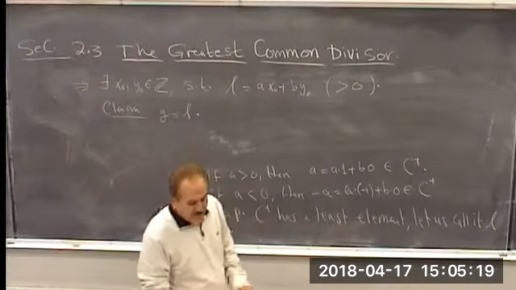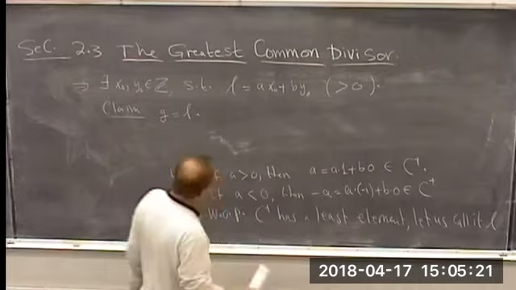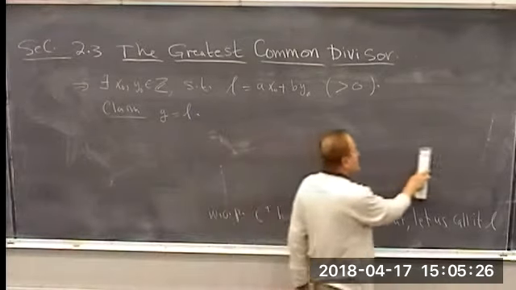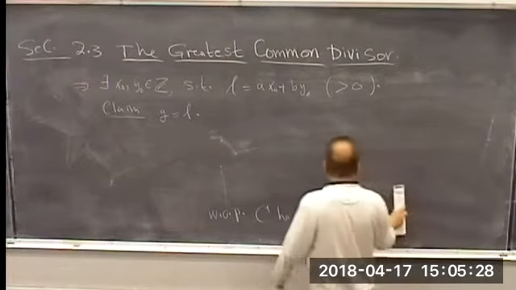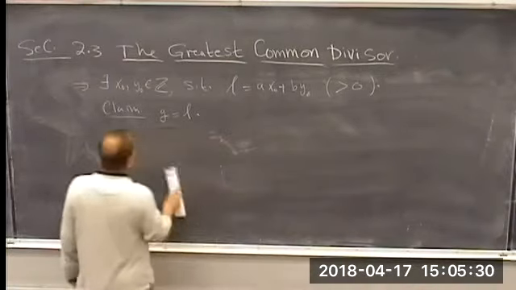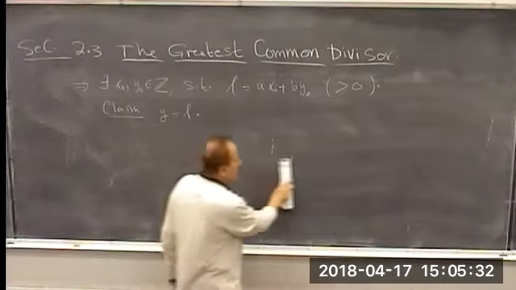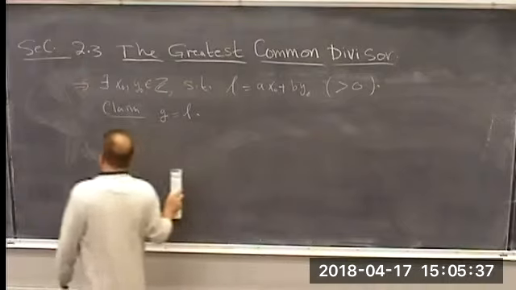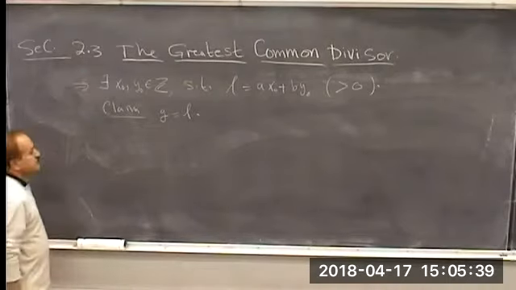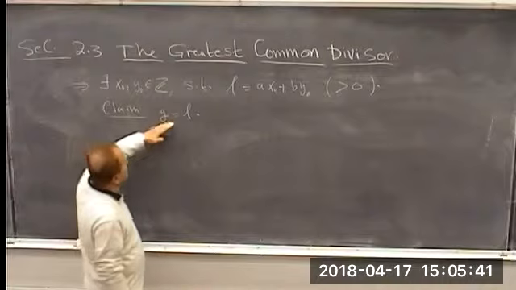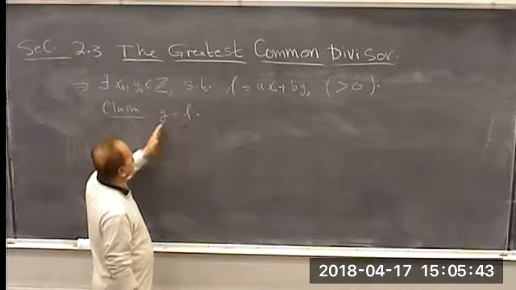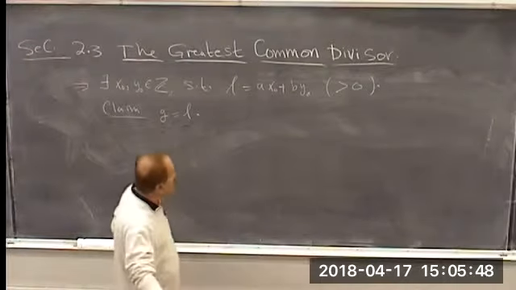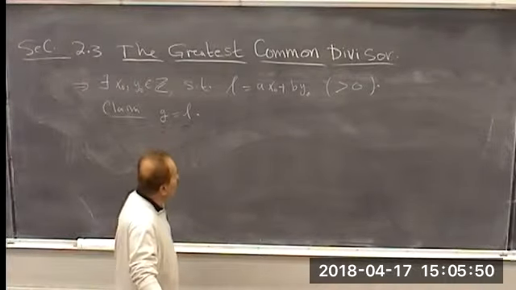All right? And the way we're going to do this is let's see that L is a common divisor of both A and B. In other words, we're going to show that G is less than or equal to L and L is less than or equal to G. So with both of these, it's going to give us they are equal to each other.